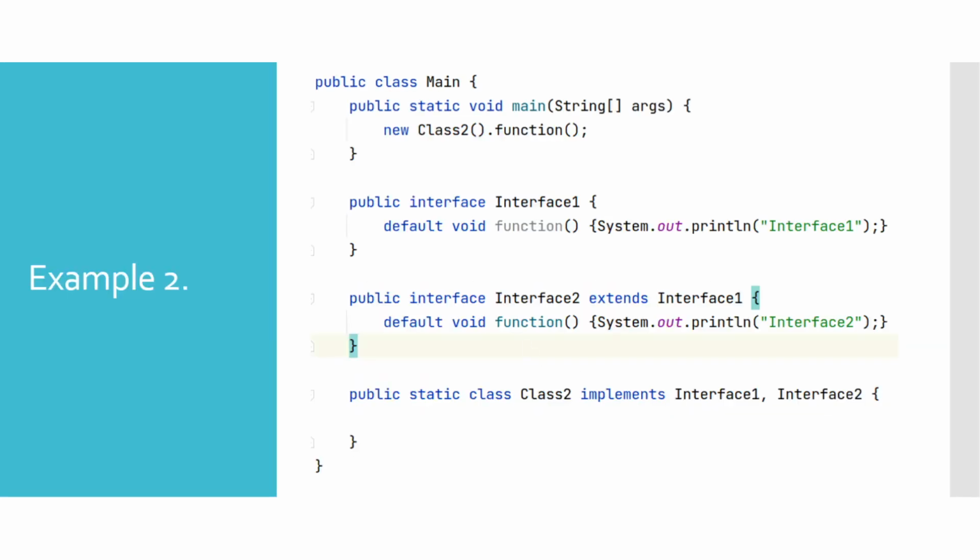What will be logged in the console output? Interface 2 is the answer to this one. Java will always prefer the default method implementation from a more specific interface, which in this case is Interface 2.